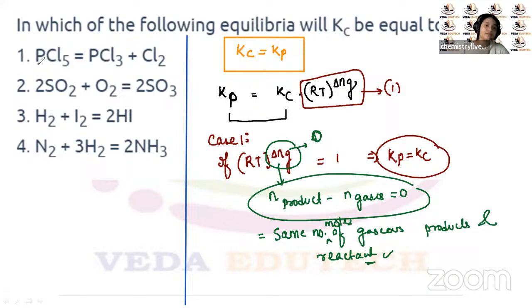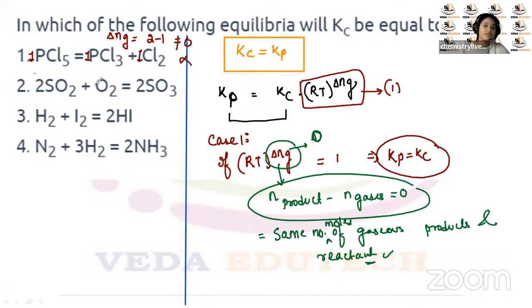So here it is 1, here it is 1, it is 1. So if I look at the delta Ng here, what is going to be my delta Ng, children? This will be 2 minus 1, which is not equal to 0. So this is not the case. Yes. Moving on to the next.